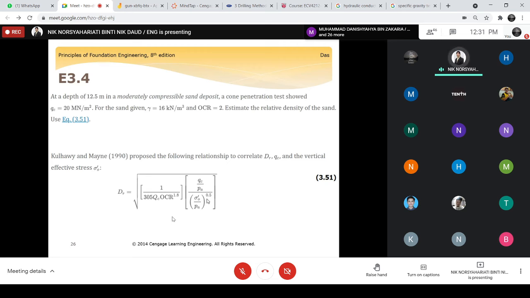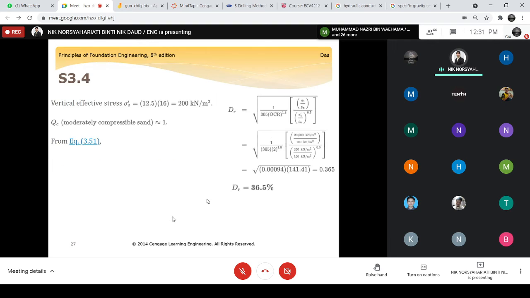Okay, so for this one, in terms of step by step, you just need to find the effective stress first. Then after that, for the qc, they give the related numbers or values, and then you can calculate the relative density.